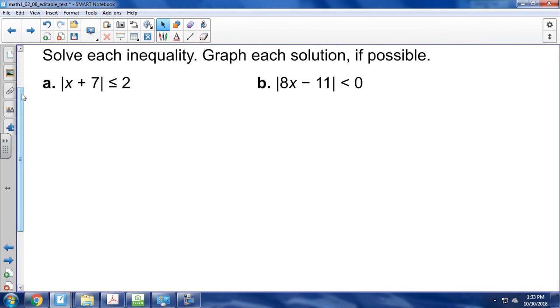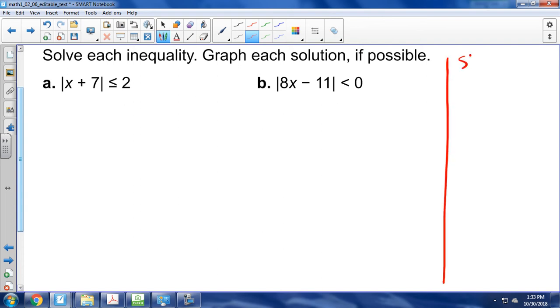So write down these examples. You're solving each inequality and you want to graph it if possible. So I'm just going to take you through it step by step. It's pretty straightforward. I'm going to write down the steps over here. If you have a little bit of space to put the steps, I think that's a good idea. So try to find a little bit of space in the margin or whatever you have there.